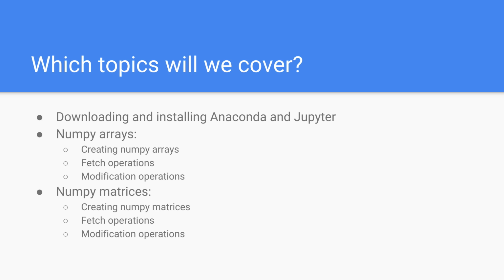So, what kind of topics are we going to be covering in this tutorial? Well, first we'll start by downloading and installing Anaconda and Jupyter. Anaconda is simply a package manager, and we'll be using Jupyter Notebooks, which is kind of like an online interactive Python notebook that will allow us to write and run efficient Python code. The next topics will be on first Numpy arrays, then Numpy matrices. We'll follow a similar format, first talking about how to create Numpy arrays, then we'll talk about some fetch operations. These will be functions that will allow us to retrieve elements or attributes, and then modification operations. And then we'll finish up Numpy arrays by talking about a real practical example.